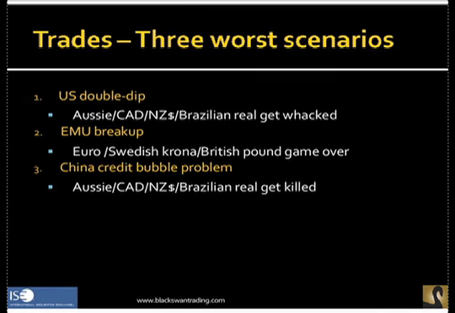So, U.S. double dip, the growth currencies get hit pretty hard. Aussie, Canadian dollar, New Zealand, Brazilian real, all of them we think get whacked in a U.S. double dip, because a U.S. double dip we think feeds back into this problem right here and ultimately could lead to a break in the credit bubble. If the U.S. double dip leads to a break in the Chinese credit bubble, these things don't get hit hard just on a short or intermediate term basis. These commodity currencies get destroyed.